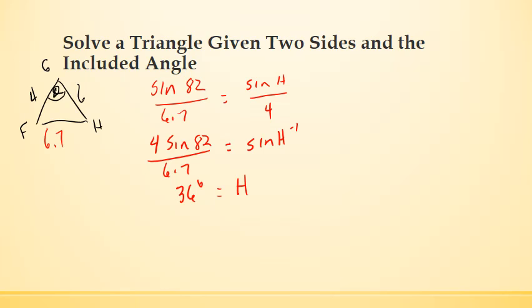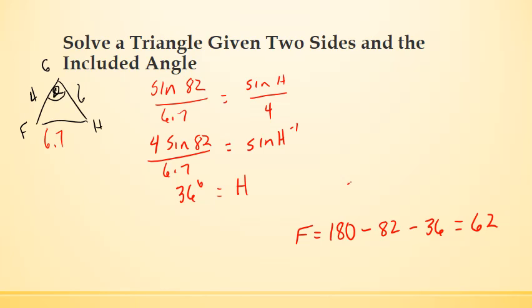is going to equal angle H. Now that I've got two angle measurements solved, the simplest way to solve for angle F is to say that F equals 180, because every triangle is going to have 180 degrees, minus 82, what we were given, angle G, minus 36, which is angle H. And that then is going to equal 62. 180 minus 82 minus 36 degrees.